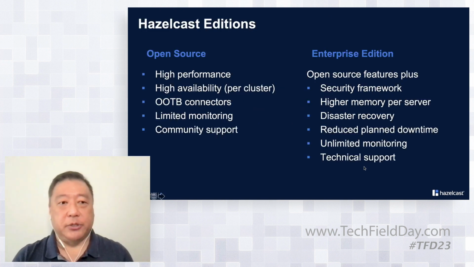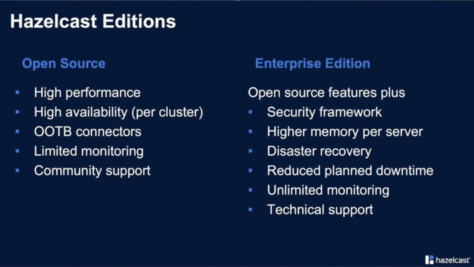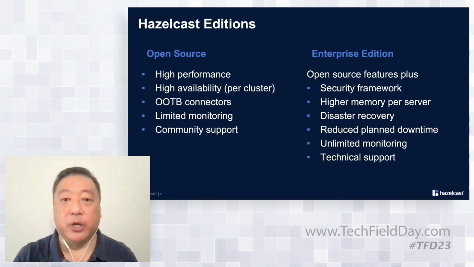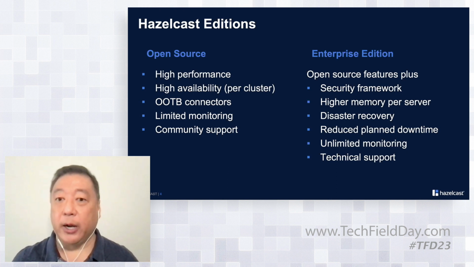So I mentioned open source, so I want to clarify some of the differences between our commercial enterprise edition versus our open source. So with our open source, you get all the core components, you get the high performance, the high availability, so the replication within a cluster to make sure that if a node goes down, you don't suffer any data loss or any downtime. The out-of-the-box connectors to the many different data platforms that we integrate with. We do limit the monitoring of a Hazelcast cluster to some extent on the open source version, and we provide community support.